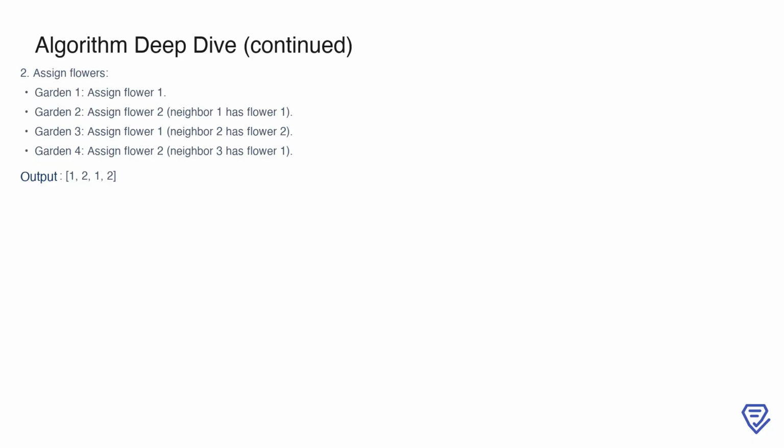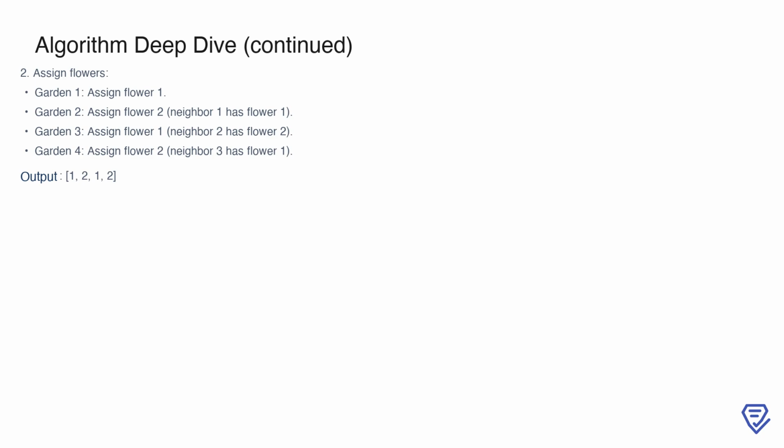Now, we proceed to assign flowers. Starting with Garden 1, we can assign flower type 1. Next, for Garden 2, since its neighbor Garden 1 has flower type 1, we assign flower type 2. For Garden 3, its neighbor Garden 2 has flower type 2, so we assign flower type 1. Finally, for Garden 4, its neighbor Garden 3 has flower type 1, so we assign flower type 2.